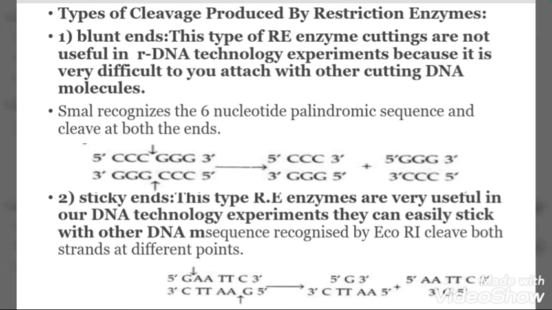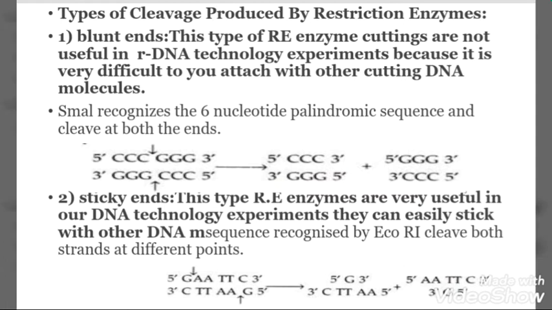SmaI recognizes a 6-nucleotide palindrome sequence and cleaves at both ends. Here the cutting is in the same direction at both ends. In the figure, you can observe the arrow marks in both directions, and the cuts are blunt ends. These blunt ends are not that useful in rDNA technology.